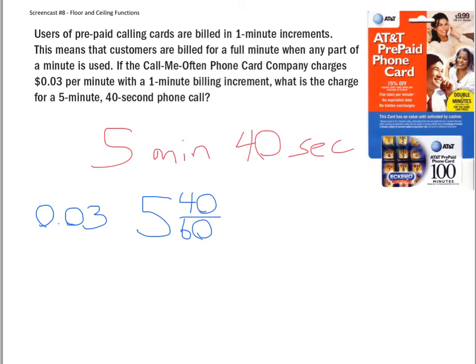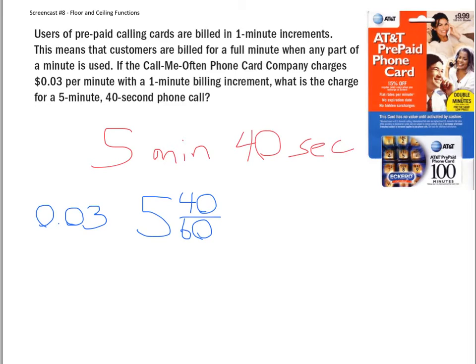So 5 minutes and 40 seconds is how long I talked. Yes. Am I going to be billed for 6 minutes? Or am I going to be billed for 5 minutes? Well, if I'm billed for 5 minutes, where went that 40 seconds that, yes, they have to charge me for? It went away. So, of course, we're going to go up. 5 minutes and 40 seconds, quote unquote, rounds, because remember, this isn't really rounding, to 6 minutes. So I'm being charged for 6 minutes.